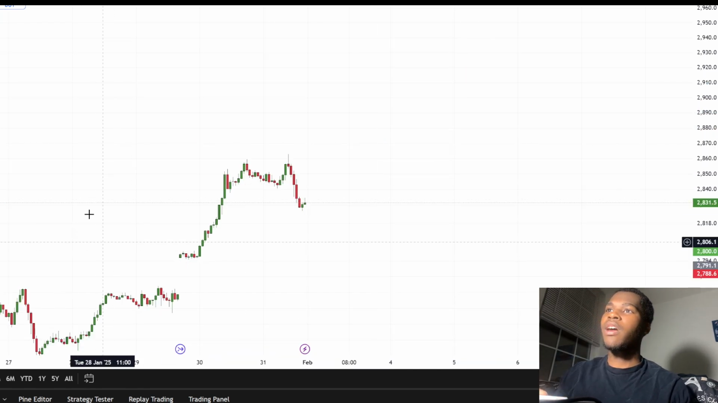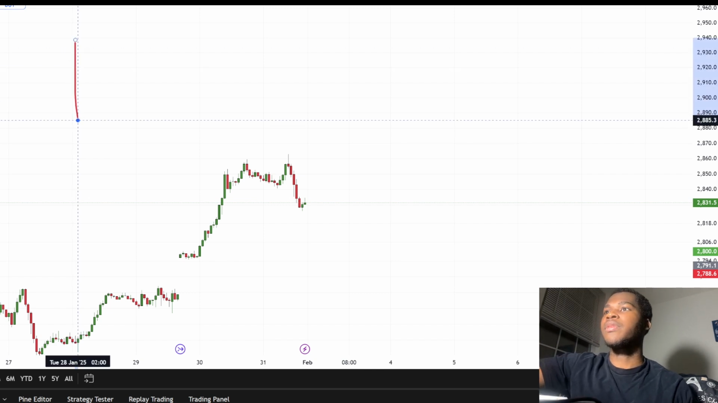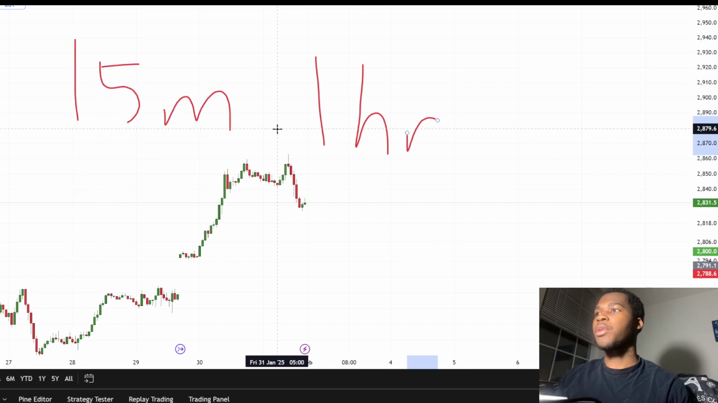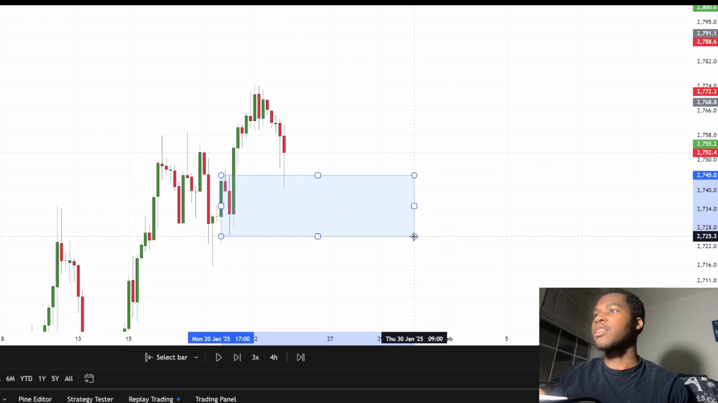Now that we have our higher time frame bias, we can go to the lower time frame, such as the 15-minute and also the 1-hour, and look for supply and demand zones. Here I have a zone marked off. This is on the 4-hour. You can also use the 4-hour for your supply and demand zones.